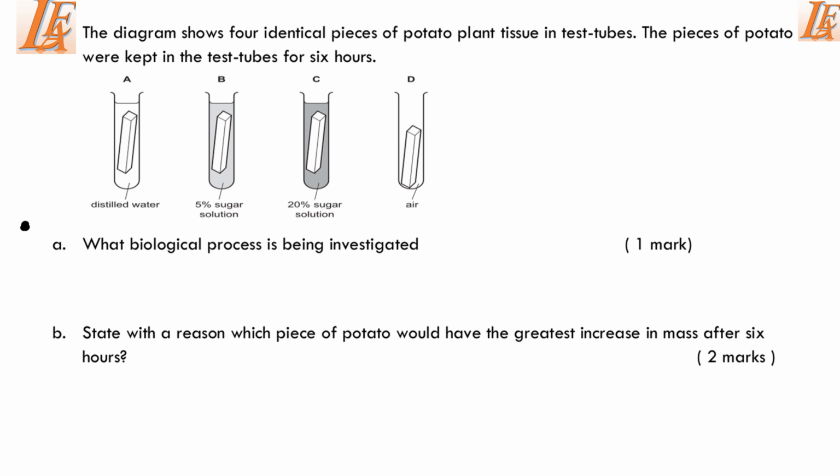The pieces of potato were kept in the test tubes for 6 hours. So in this case, you can see we have A, a potato plant tissue with distilled water. The second one, B, we have a potato plant tissue with 5% sugar solution, and then C, we have 20% sugar solution with a potato plant tissue, and then D, we have air with a potato plant tissue. Then the first question, A, what biological process is being investigated?